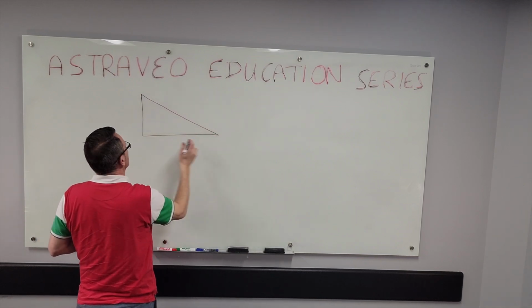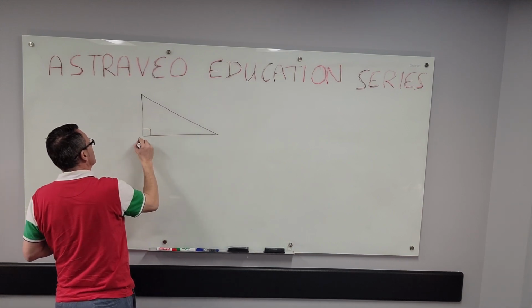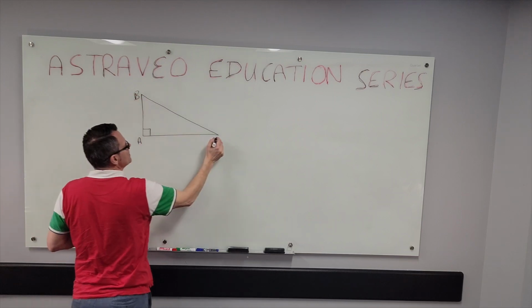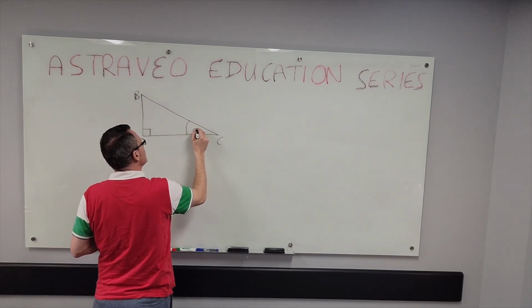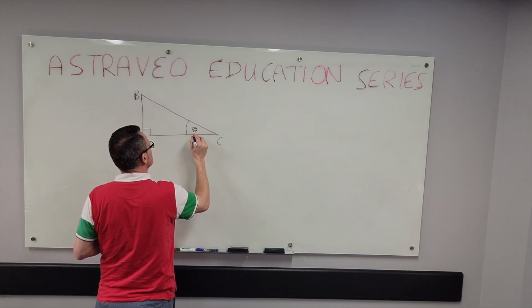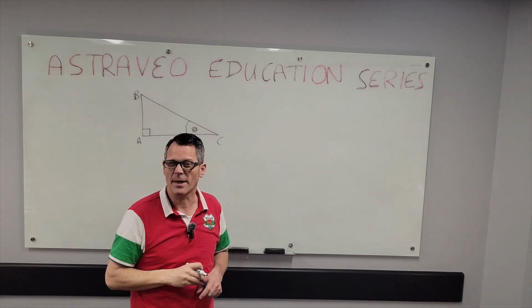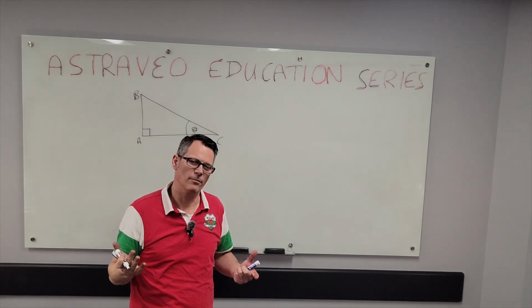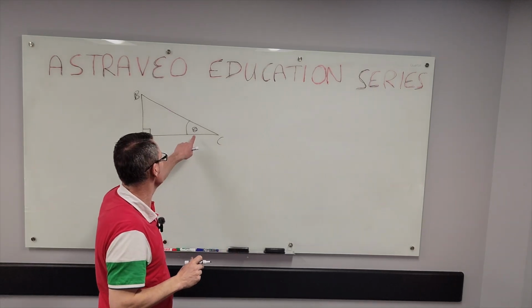A really nice way to start is with a right angle triangle. Let's call it A, B, C. And here is just a nice angle. I think we discussed in the last episode that many angles in mathematics are normally Greek letters. Of course, a lot of the early mathematical work was done by the Greeks. So we tend to use theta.